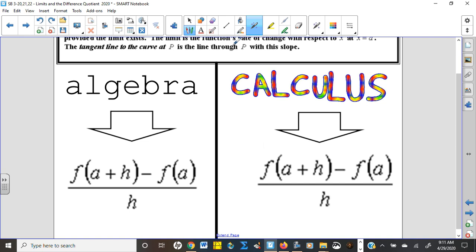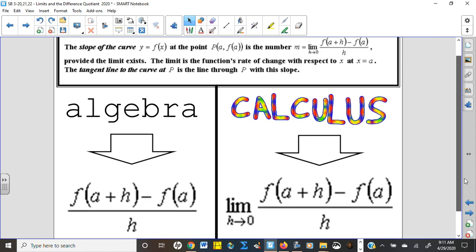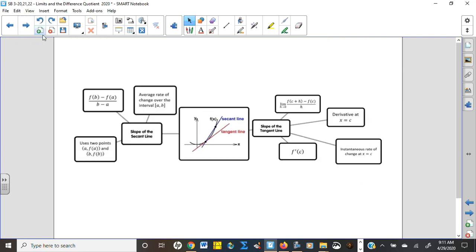When does algebra become calculus? When I take that secant slope, when I take that difference quotient, and I evaluate it as the limit as h approaches 0. That is the difference between algebra and calculus. So now that you are applying what you've learned about limits to the difference quotient, you are officially taking your first step into calculus. Congratulations.